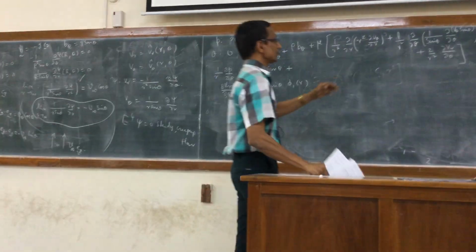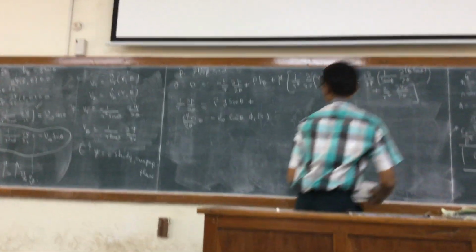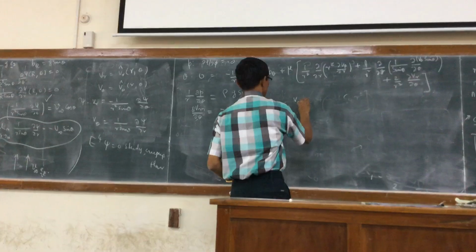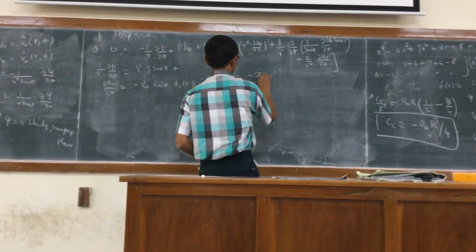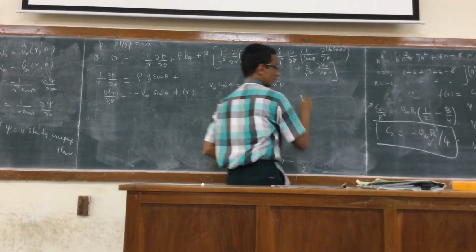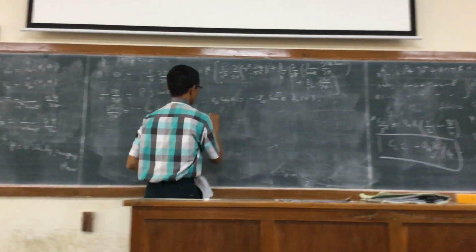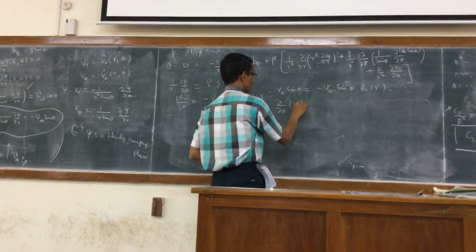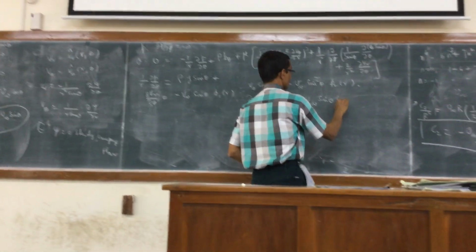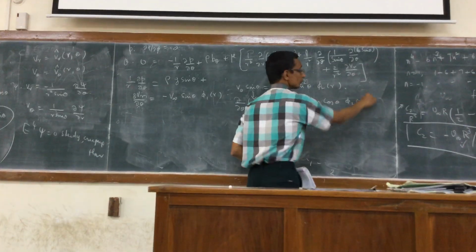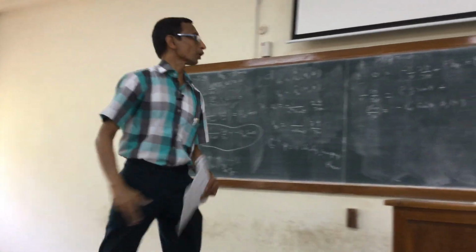Now I have to calculate d by d theta of v theta sine theta. So let's calculate that. V theta sine theta is minus d infinity sine square theta times phi 2 of r. So d by d theta of that would be minus 2 d infinity sine theta cos theta phi 2 of r. These are easy to write out because they don't involve the derivatives with respect to r. That problem will come here.